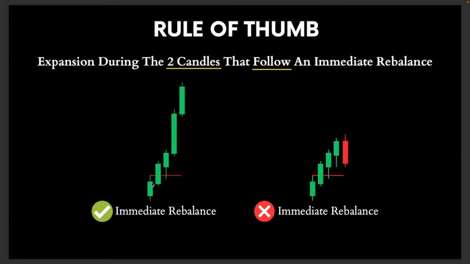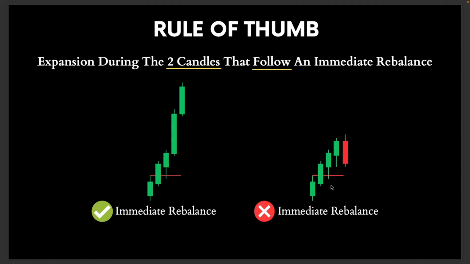So here on the left, we see a successful immediate rebalance. We get that formation here where there's no gap left. So this third candle, 1, 2, 3, the third candle is coming back down into the wick of the first candle. And then it does exactly what we want to see, expand during the following 2 candles.